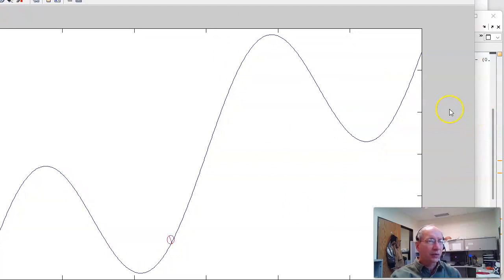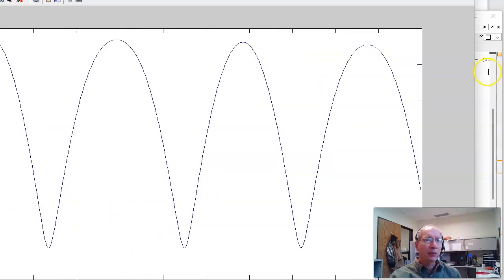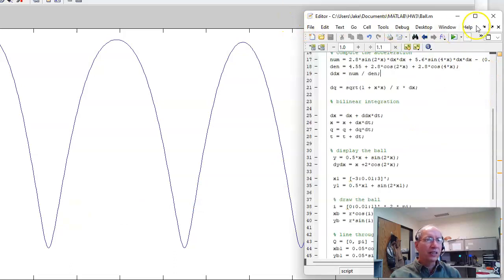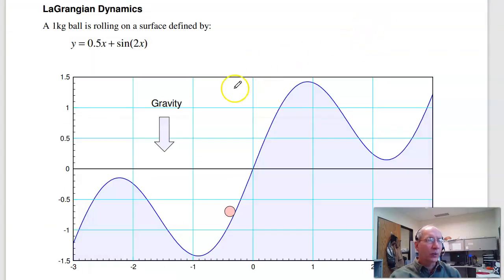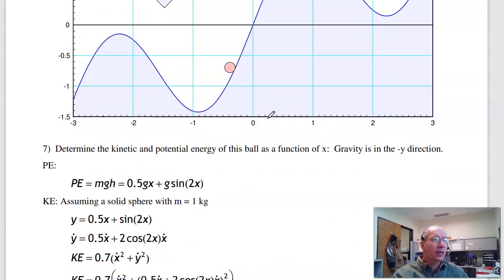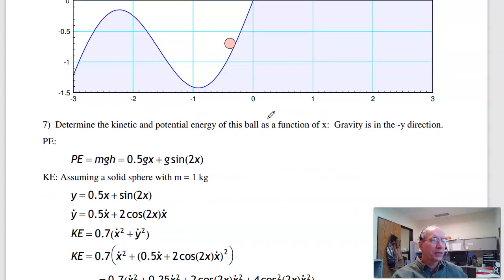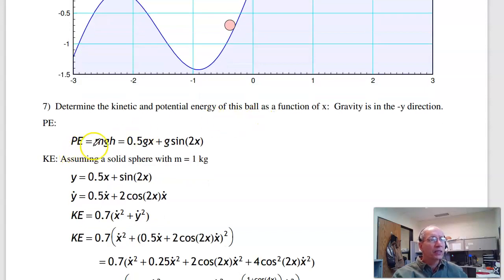I'm calculating the acceleration at any given time, integrating once to get velocity, twice to get position, plot the position, and I can see the ball rolling back and forth in this bowl. So what are the dynamics? Well, the first step is to come up with the potential energy and kinetic energy. Potential energy is mgh. Kinetic energy is 1/2 mv squared, assuming a solid sphere. The rotational inertia makes that 0.7 mv squared. Mass is 1, so it's 0.7 x dot squared plus y dot squared.